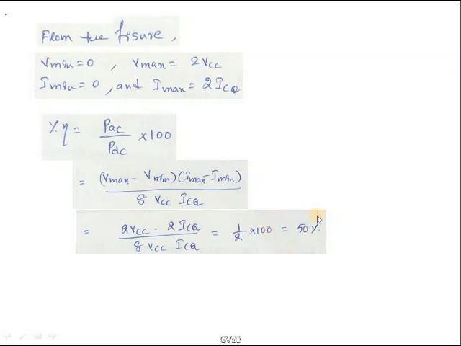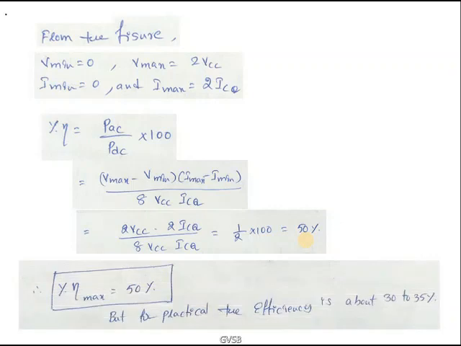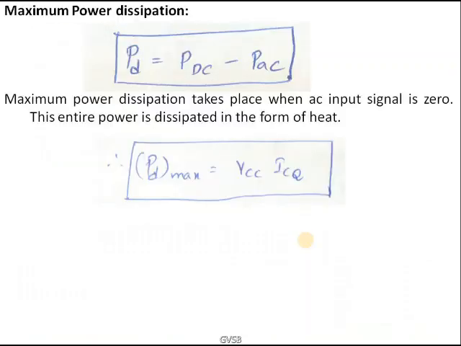Therefore, the efficiency of the transformer coupled class A amplifier is equal to 50%, which is double that of the series fed class A power amplifier. So by using the transformer coupled class A power amplifier, we can increase the efficiency to 50%. But in practice, the efficiency is about 30% to 35%.